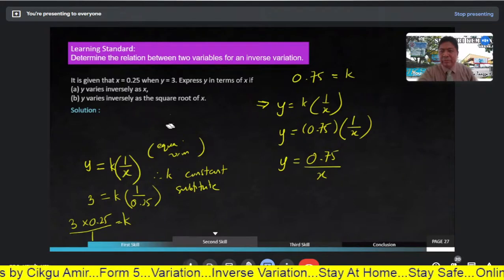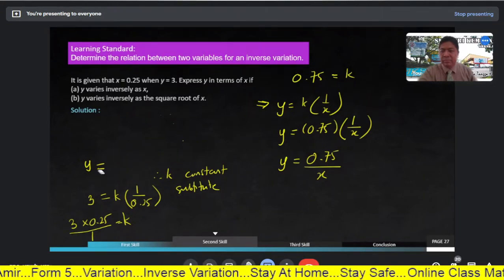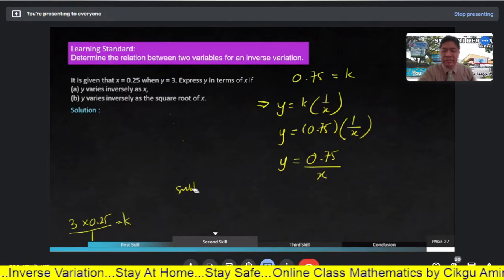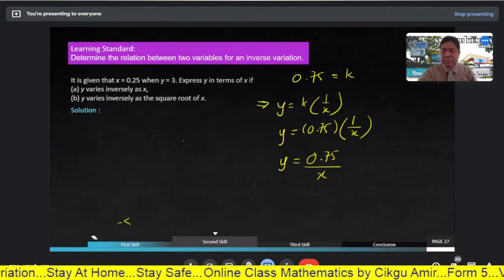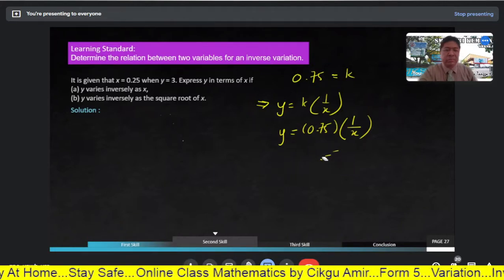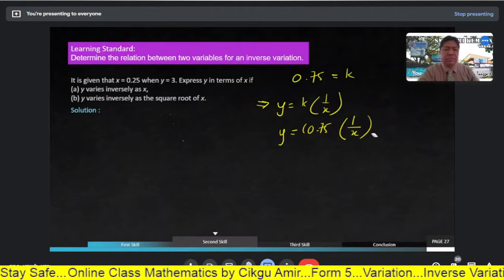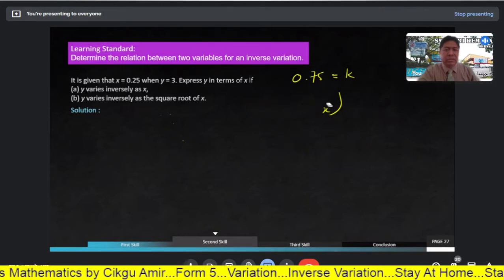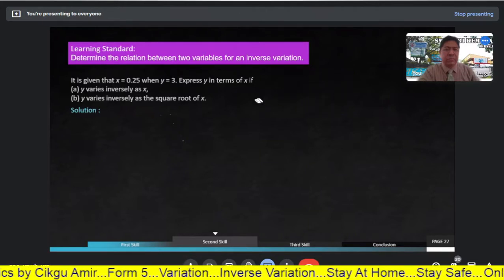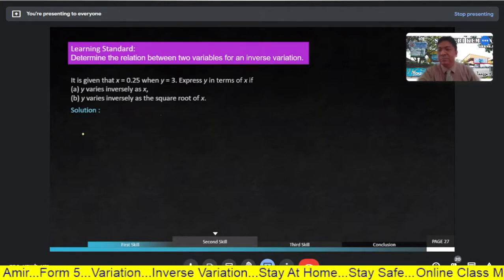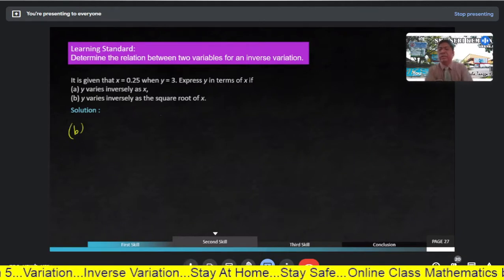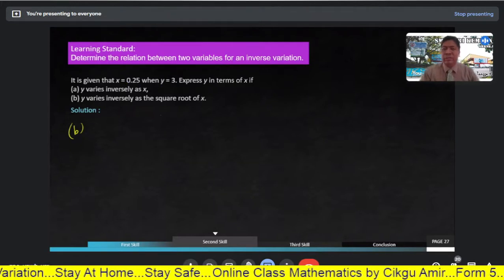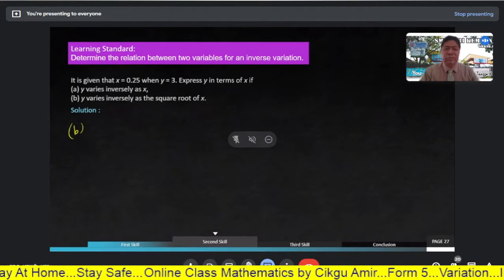Okay, sorry, I erase this first. B, the same question, but B. It is given that x is 0.25 when y equal to 3.